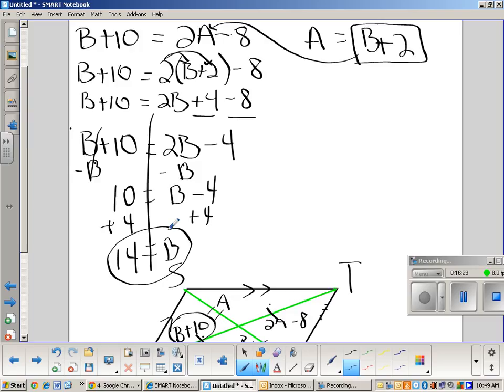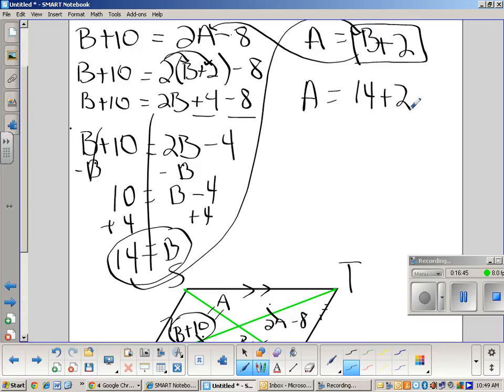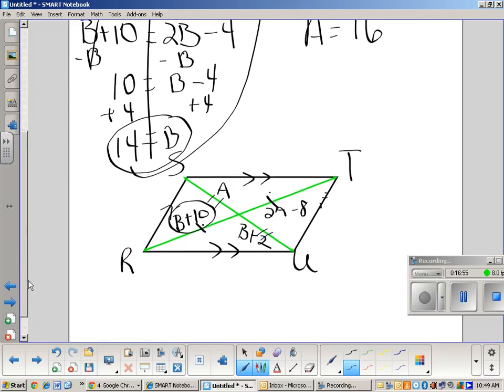Okay. I've got to solve for a, don't I? So Sierra, how would you do that? I would put 14 where B is. Right, now I'm going to substitute my new value of b up here. So I'm going to write this as a equals 14 plus 2, or a equals 16. Now I would have the two values, and I could plug it back in here. I could plug them back into my parallelogram and find what the true values are, okay? And I would find that those are congruent because they bisect.